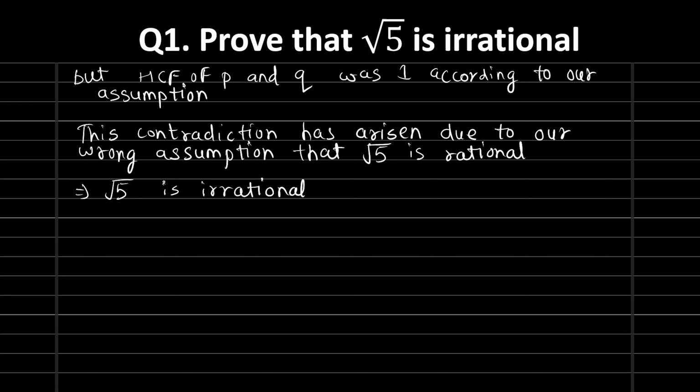Here we got HCF of P and Q on solving equals to 5. But initially we assumed that HCF of P and Q should be equals to 1 because root 5 can be written in the form of P by Q where P and Q are co-primes, right? The HCF of P and Q should be equals to 1. But as a result on solving we got HCF of P and Q equals to 5. So there is a contradiction in both of them. It has arisen due to our wrong assumption that root 5 is rational. So we will conclude that root 5 is irrational.